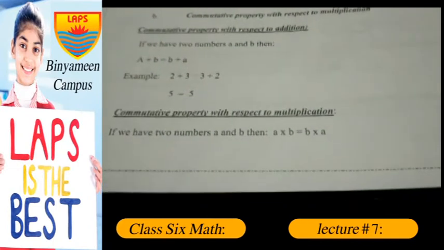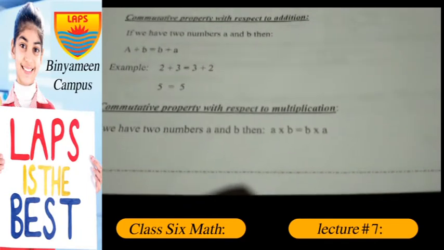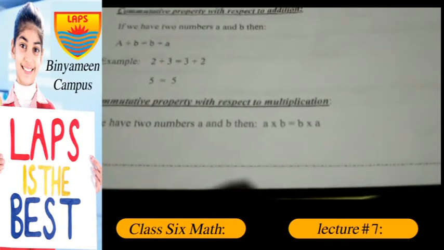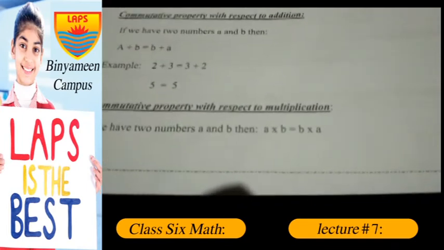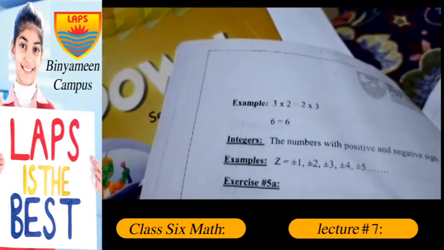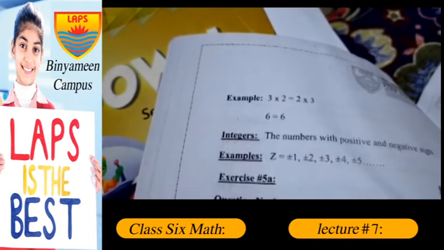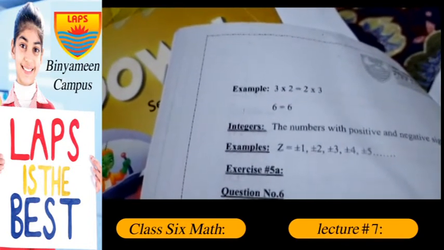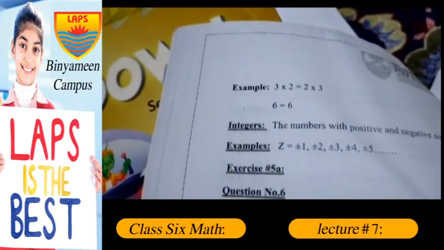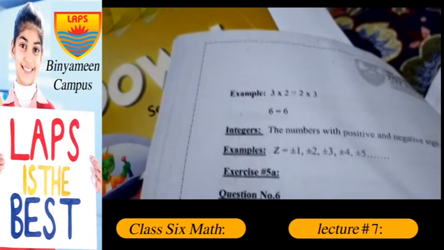And commutative property with respect to multiplication, if we have two numbers a and b, then a multiplied by b is equal to b multiplied by a. For example, 3 2s are 6 and then 2 3s are 6. Both answers are the same and equal. 6 is equal to 6.